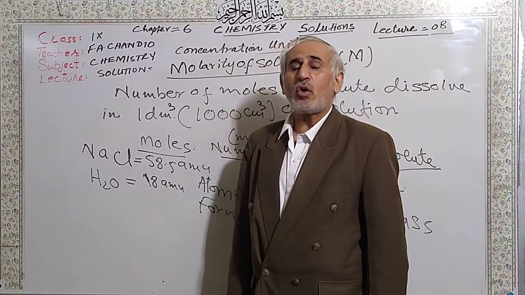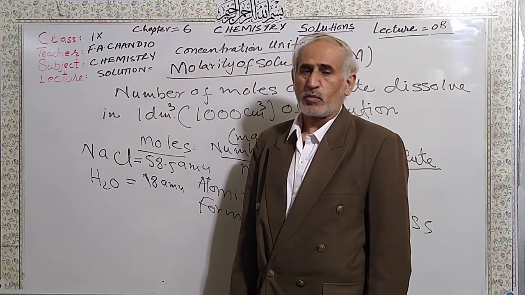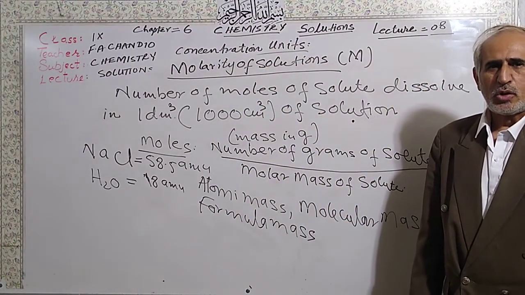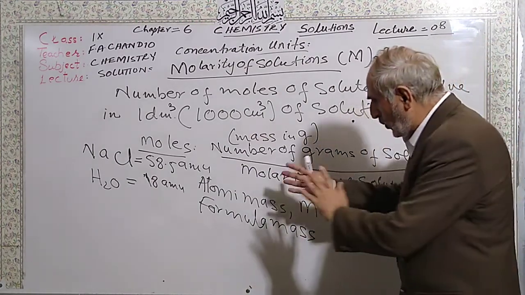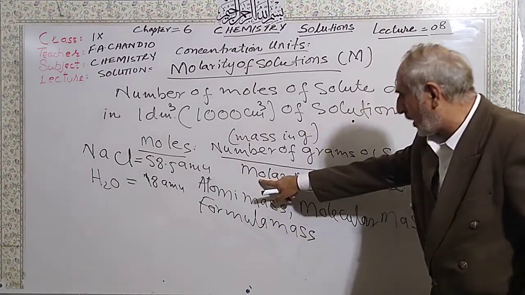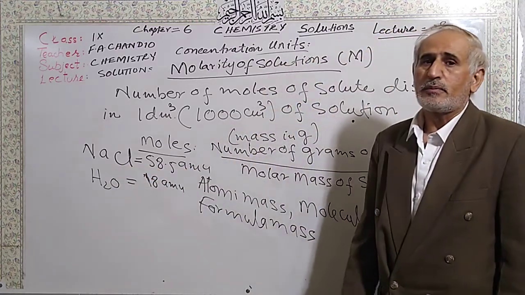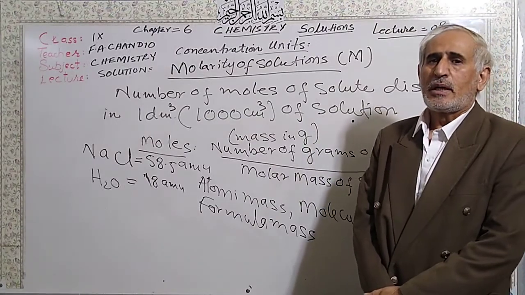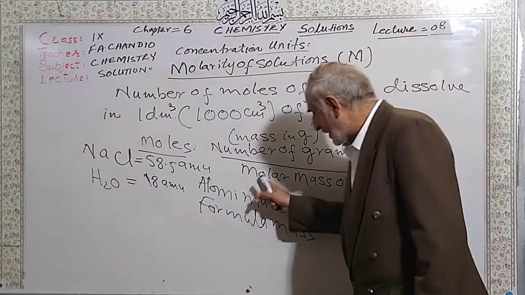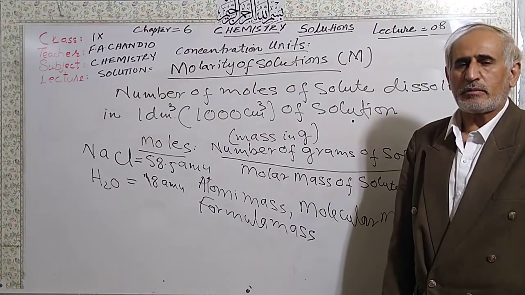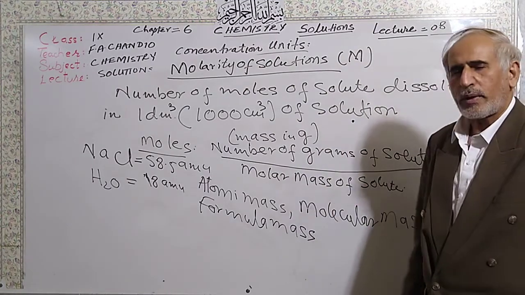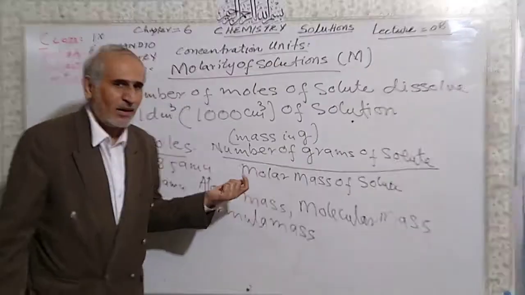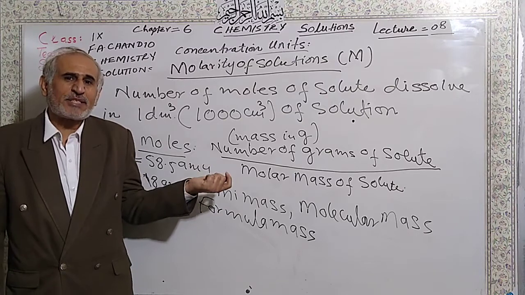Water is a covalent compound, so I can say molecular mass. My advice is that if you know it, write here formula mass if I write sodium chloride, write molecular mass if I write water, and write atomic mass when I write carbon, hydrogen, copper, silver, gold, whatever. It is preferable, so there is no chance for mistake.